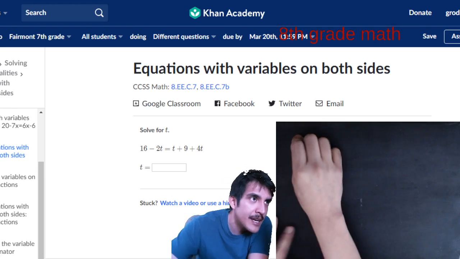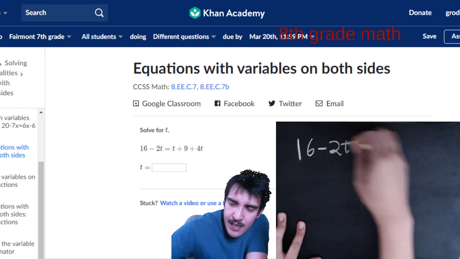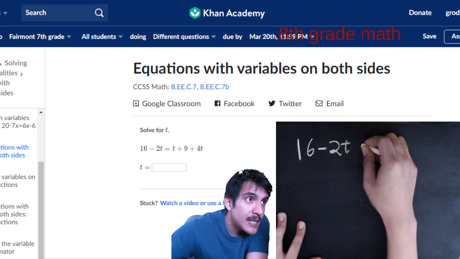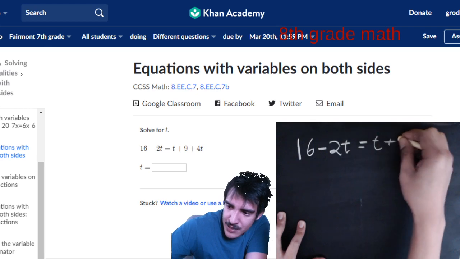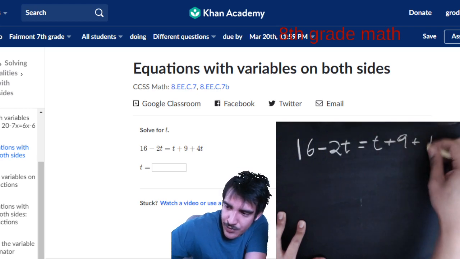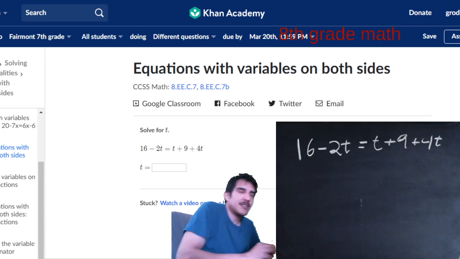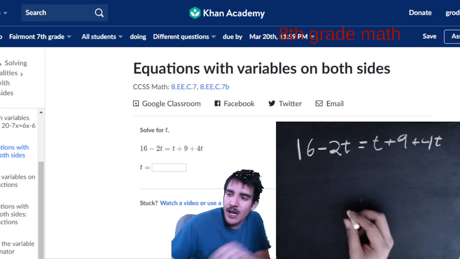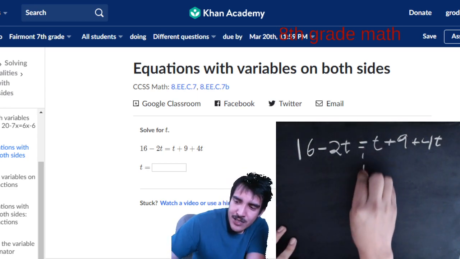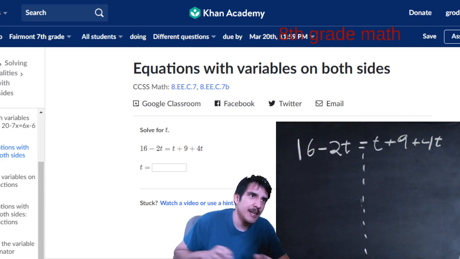So first we have 16 minus 2t equals t plus 9 plus 4t. Oh my gosh, writing in chalk is wild. Okay, so whenever you see an equation, one of the smartest things to do, just like we've been doing, is put a dotted line right down the middle so that we can maintain the balance, maintain the equation.